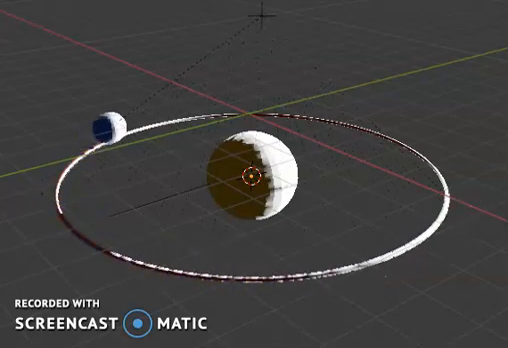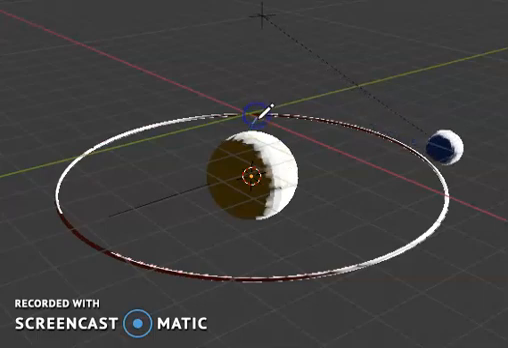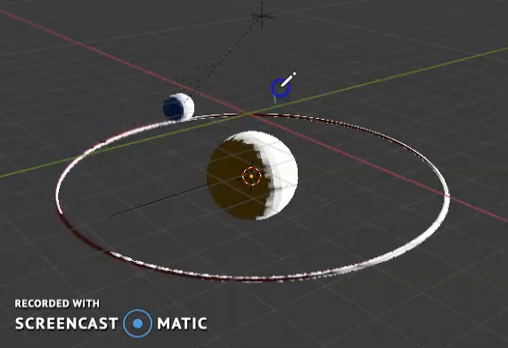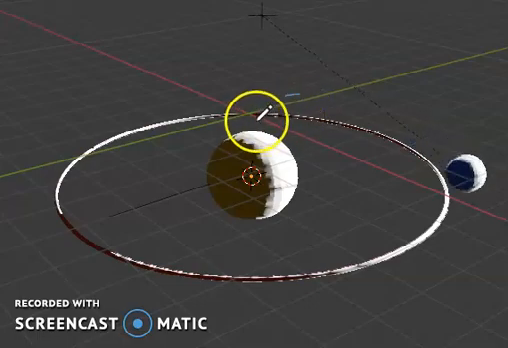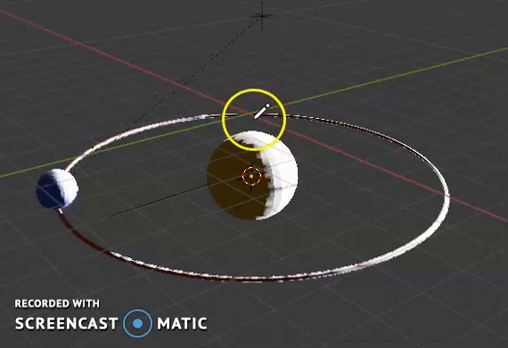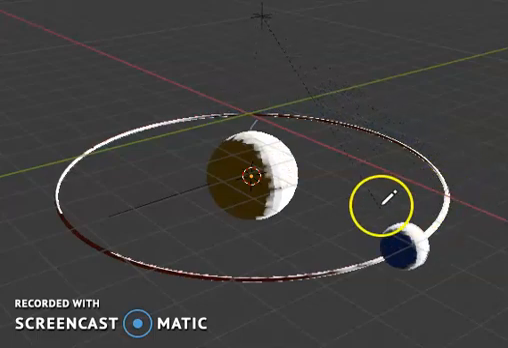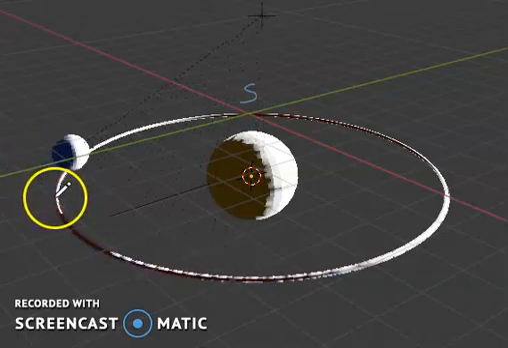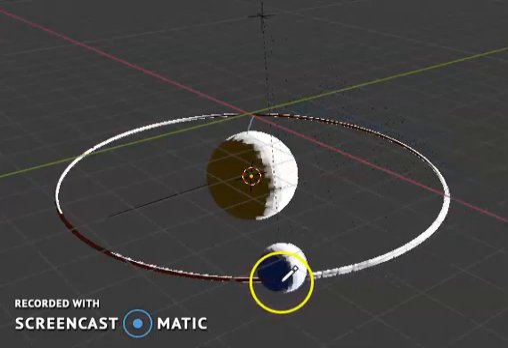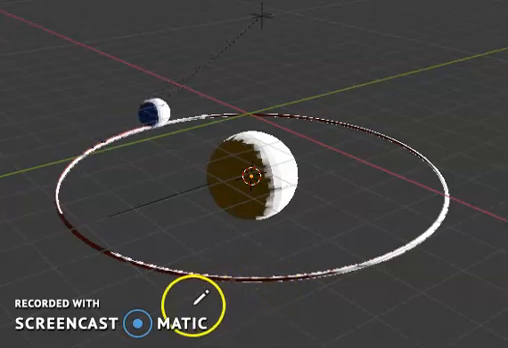So, this is September 23, autumnal equinox, and this is the summer solstice. This area is summer solstice. This is the December winter solstice, and this area is March 21, vernal equinox. Thanks for watching.